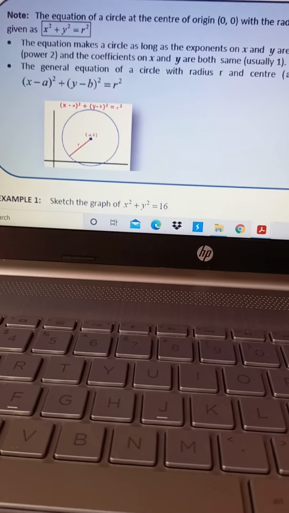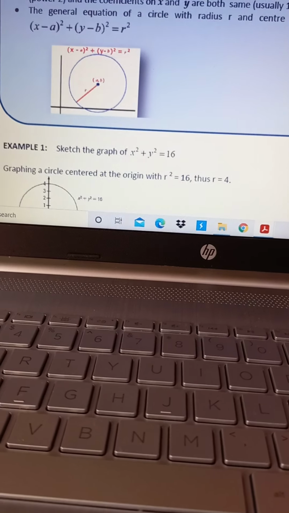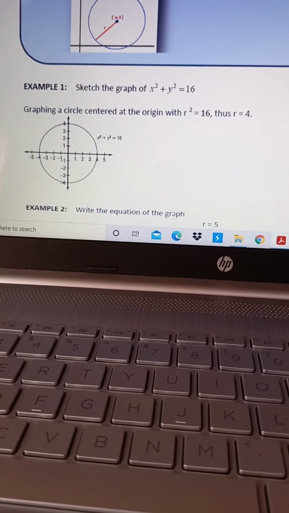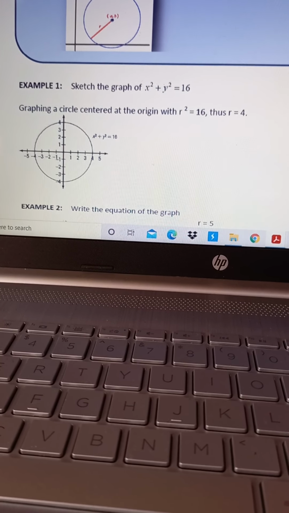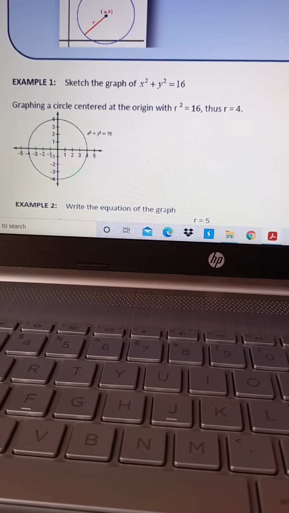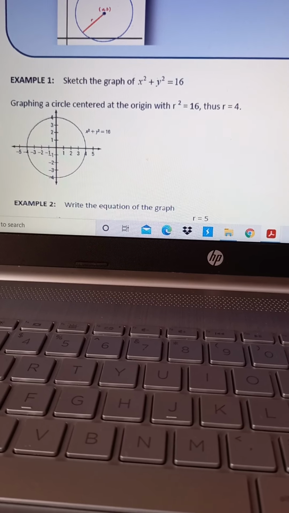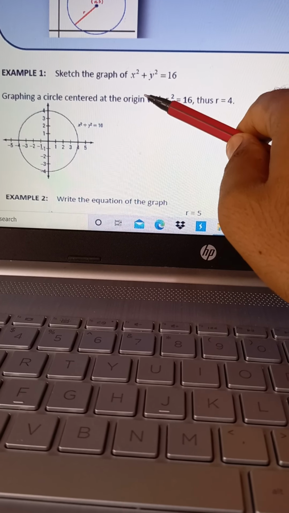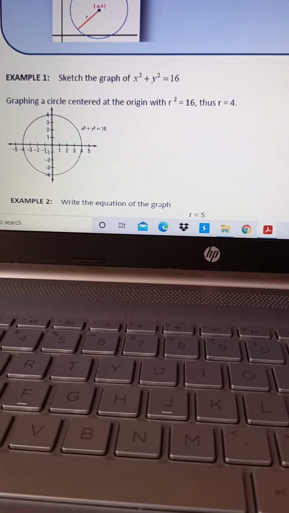Okay, let's have a look at the examples. Examples should enhance your understanding. The first example is the sketching of a normal circle. This is an untransformed circle. Sketch the graph of x squared plus y squared equals 16. Both powers are 2, both coefficients are 1. Therefore, this is the equation of a circle.